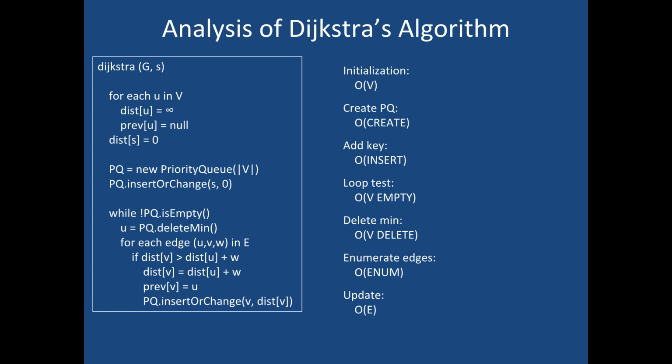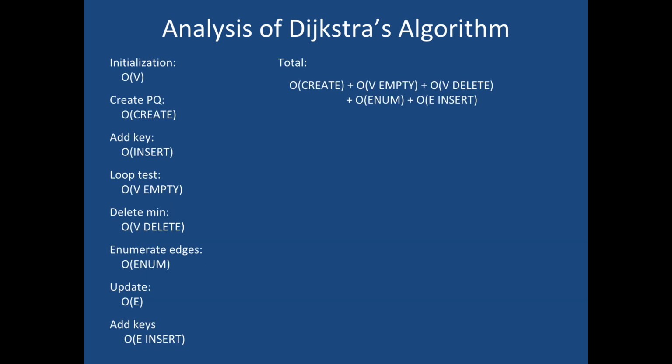And similarly, if we can do the update O of E times, we're going to do that insert or change operation E times as well, at most. So that's O of E times the cost of insertion. That accounts for everything. But we've got some unbound variables up there: the cost of creating an empty priority queue, the cost of inserting into a priority queue, the cost of testing whether a priority queue is empty, the cost of the delete min, plus the cost of enumerating all the edges. So if we gather all the terms here, we get that. I gathered the terms and eliminated the obviously smaller terms.